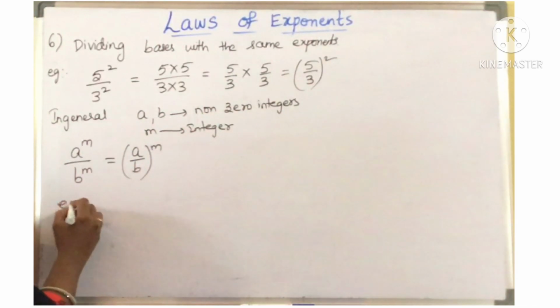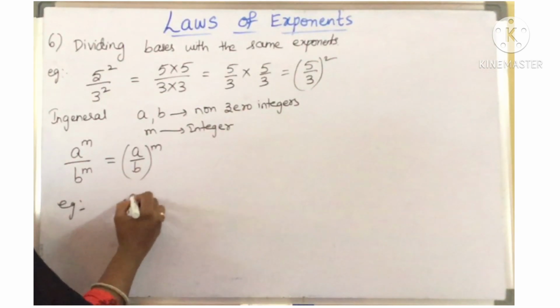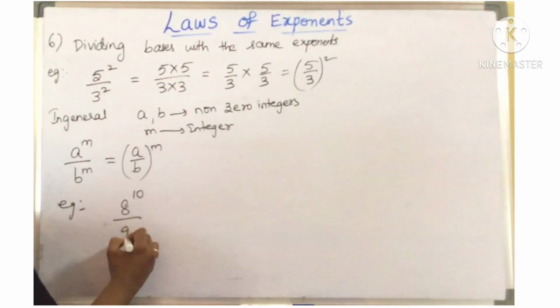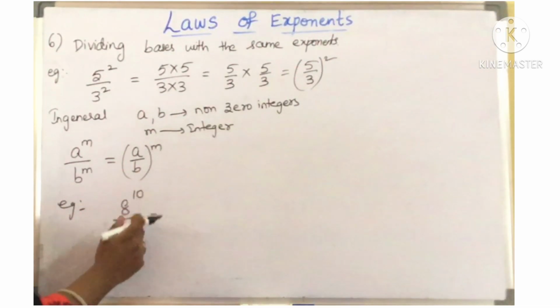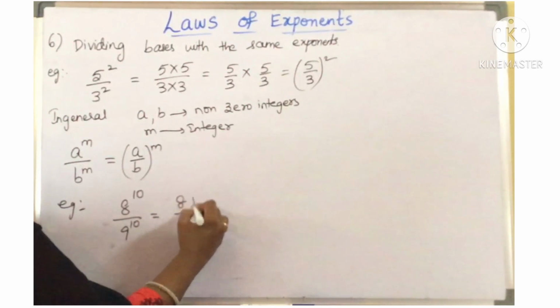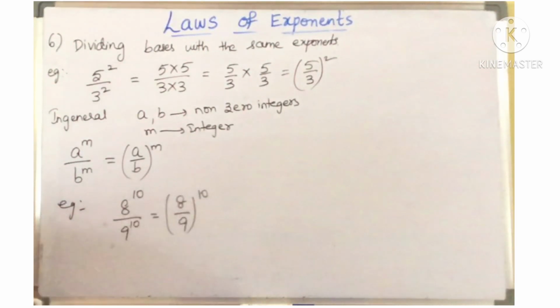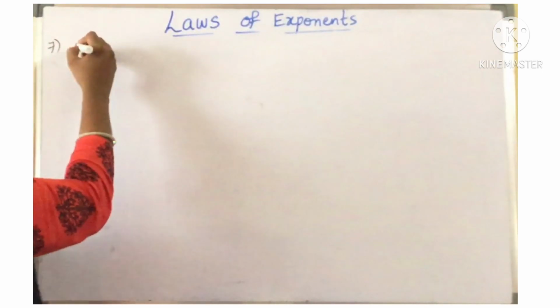So if you take one more example here, 8 to the power of 10 by 9 to the power of 10. So here the bases are different, the power is the same. So how do you write this using this formula? 8 by 9 whole to the power of 10. Last law, coming to the last law, negative exponent.